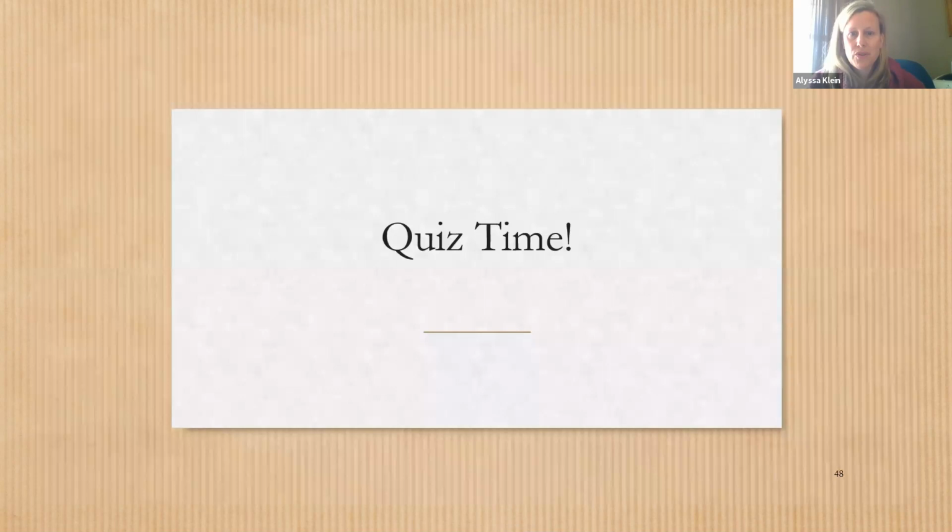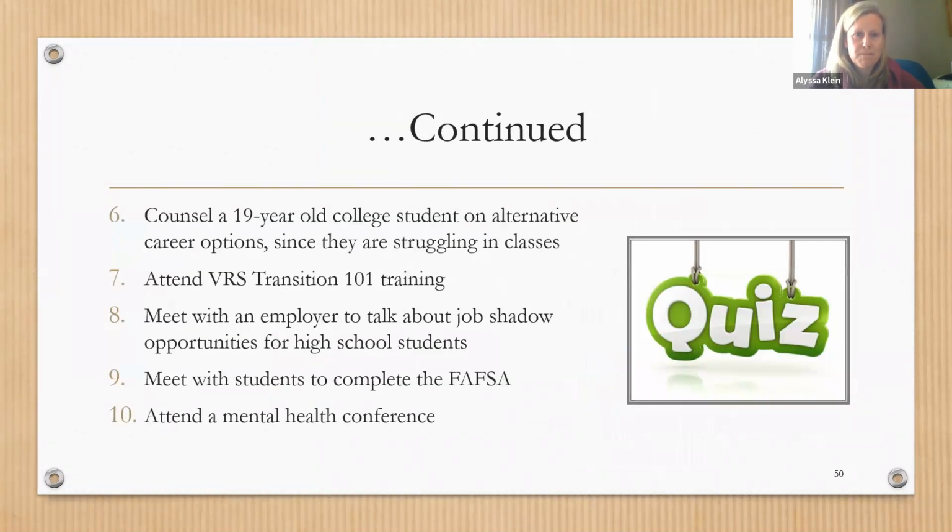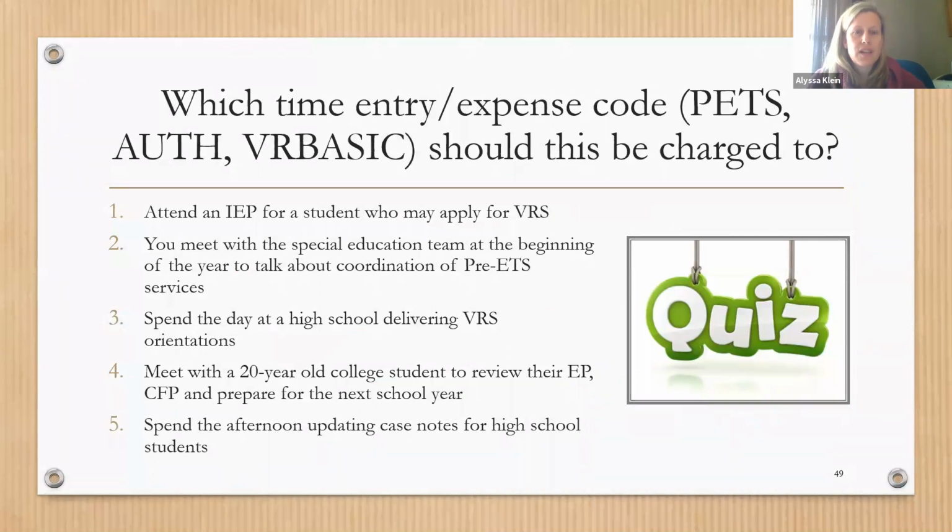Let's finish up this module with another quiz. We have 10 questions on these next two slides, on slides 49 and 50. And you'll need to answer which time entry / expense code, either Pre-ETS, AUTH, or VR Basic, that each of these items should be charged to. So press pause, answer which of the codes that each would be charged to, and then press play and we'll review the answers.